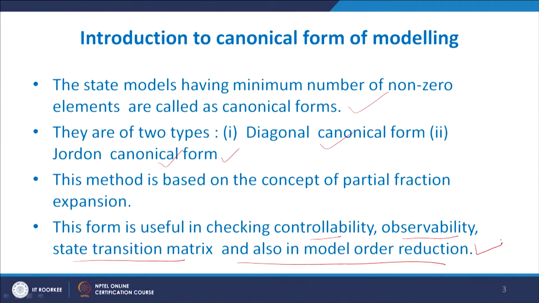Then about the state transition matrix and model order reduction technique. Model order reduction technique means that when a system is of higher order, it can be reduced to a lower size. So, at that time also we can use this type of modeling, that is canonical form of modeling.